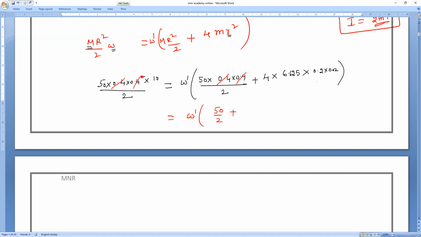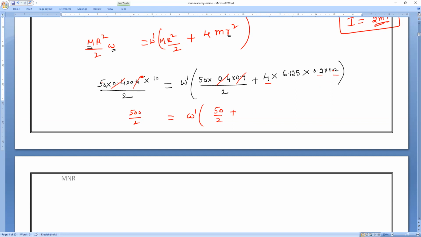Now you all can see, guys. 4 into 0.2 into 0.2, how much? 0.04. So now let it be this one. 50 into 100 is 500, so 500 divided by 2. How much is it? 250. So omega dash equals 250 plus.